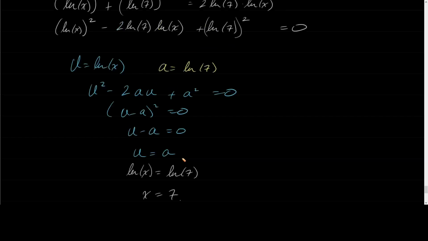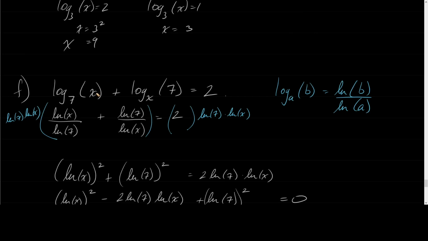All right. And let's see if that makes sense. Let's plug it into the original question. So if I had 7 here and 7 here, so I have log base 7 of 7, which is 1, plus log base 7 of 7, which is also 1. So 1 plus 1 is 2. Very, very exciting. So that's definitely the right answer there.